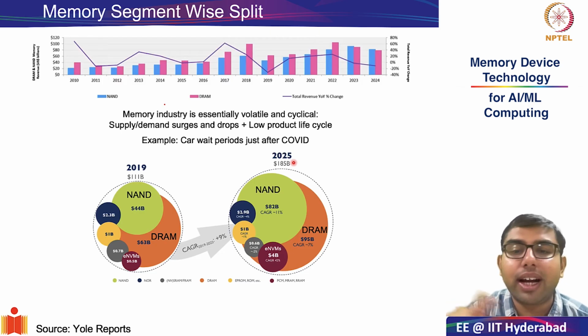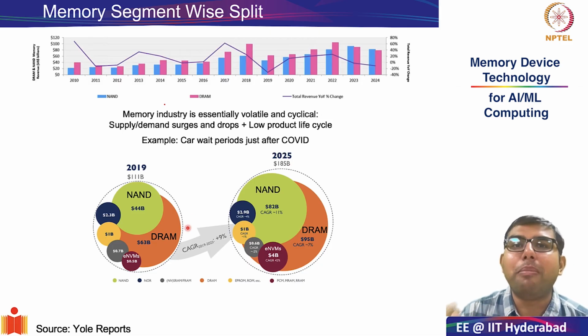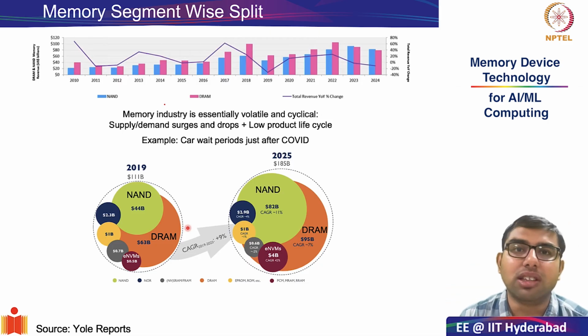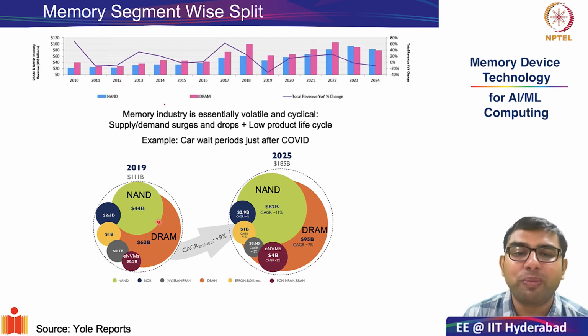You just need to divide this number 9 with 72. It gives you a rough number of 8. That simply means that the memory market is doubling every 8 years. Okay, and it is not very surprising to see that the biggest chunk, we also discussed that, belongs to DRAM.